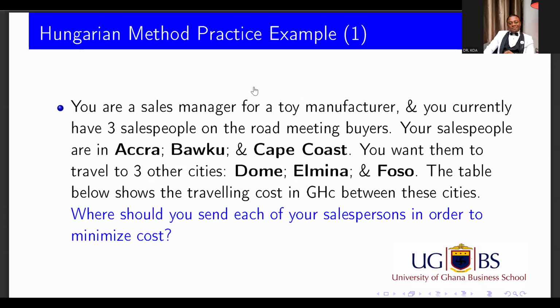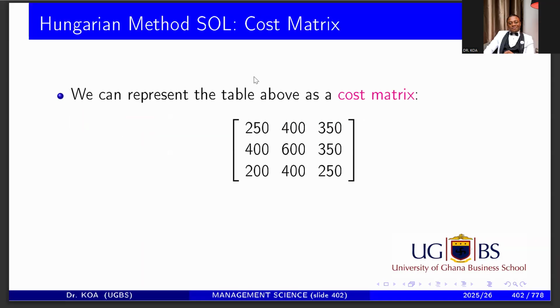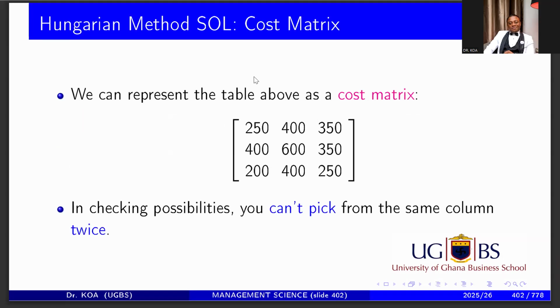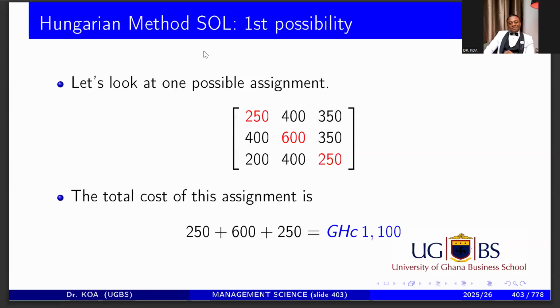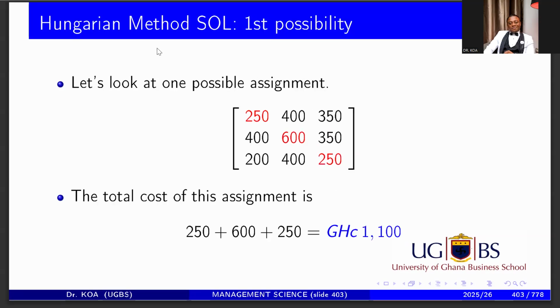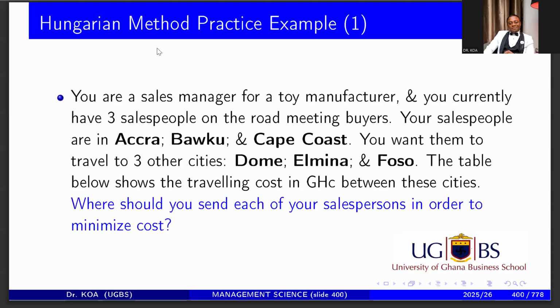Okay, you're a sales manager for the toy manufacturer, and you have all of these things there. Okay, and you can represent this in a matrix, and then you have a question, and you have to do the assignment and all of that. This is another Hungarian approach that you can check later on. Just look at it. Okay, I've added a question in there for you to look at.